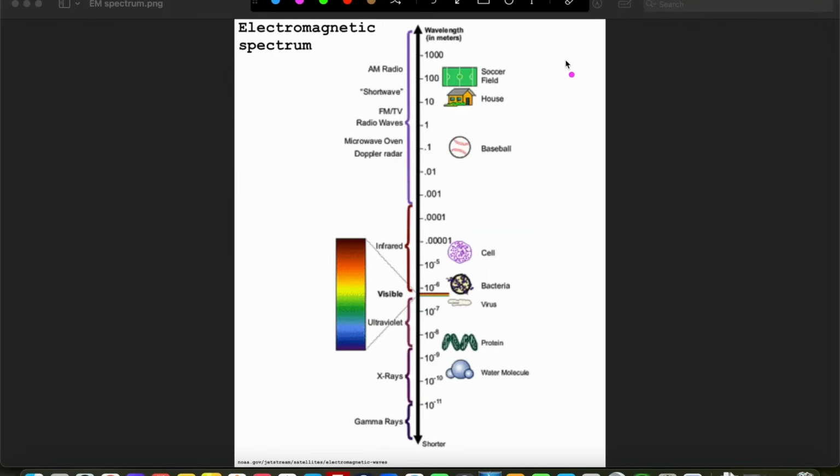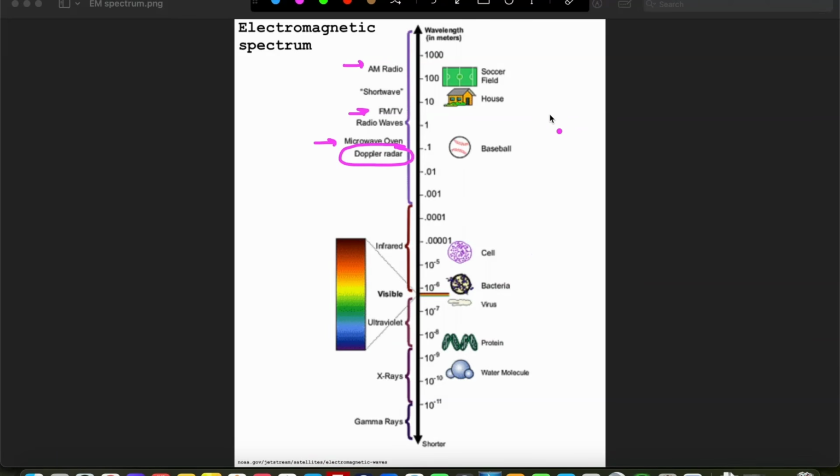So we'll start at the top here where your longest wavelengths are found, going all the way down to the bottom where your shortest wavelengths are found. Your longest wavelength energy is going to be radio waves. So AM radio, FM radio, microwaves, and radio waves are what Doppler radar uses to measure the characteristics of their targets. The wavelength of energy that's emitted by Doppler radars is on the order of a few centimeters at most. So those are your longest wavelength waves. Those are going to be radio waves.